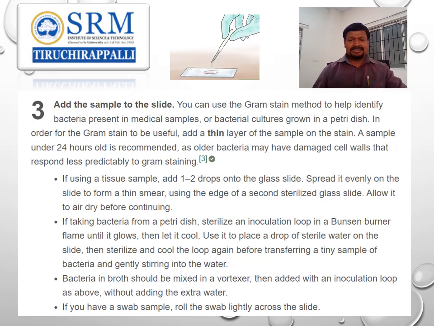Third step, add a sample to the slide. You can use the gram staining method to help identify bacteria present in a medical sample or a bacterial culture grown in a petri dish. In order for gram staining to be useful, apply a thin layer of sample on the slide. A sample under 24 hours old is recommended, as older bacteria may have damaged cell walls that respond less predictably to gram staining.